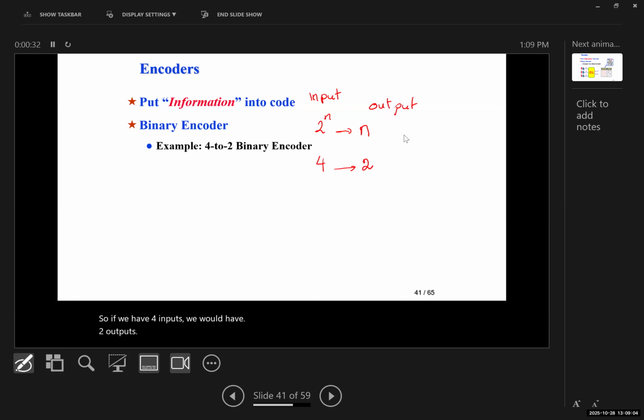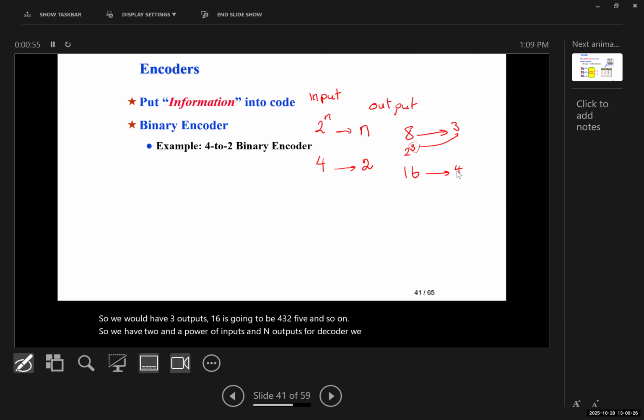If we have 8 inputs, how many outputs would we have? 3, because 2 to the power of 3. So we would have 3 outputs. 16 is going to be 4. 32, 5, and so on. So we have 2 to the power of n inputs and n outputs. For a decoder, we had n inputs and 2 to the power of n outputs.